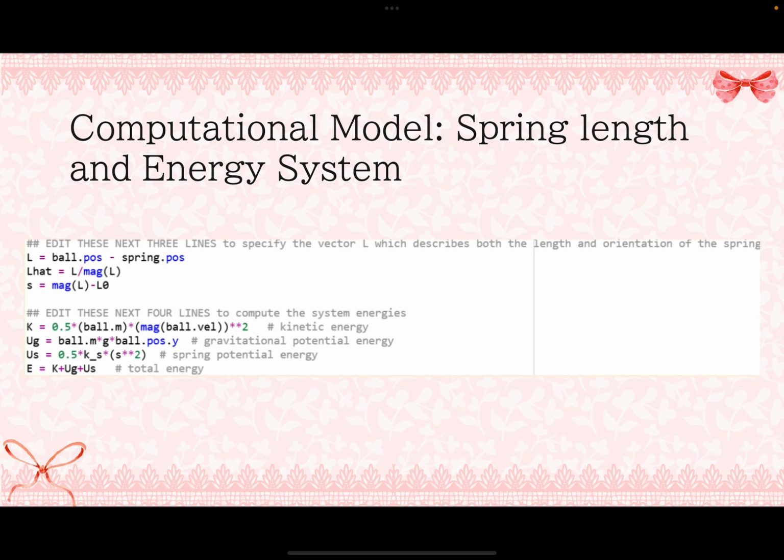So we found that L is equal to the ball position minus the spring position, L hat is equal to L divided by the magnitude of L, and S is equal to the magnitude of L minus L naught. Moving to the system's energies, the kinetic energy was equal to 1/2 times the mass times the magnitude of the velocity squared, and the UG is equal to the mass times gravity times the position in the y direction. The spring potential energy was equal to 1/2 times the spring constant times S squared, and the total energy is just the kinetic, gravitational, and spring potential energies added up.